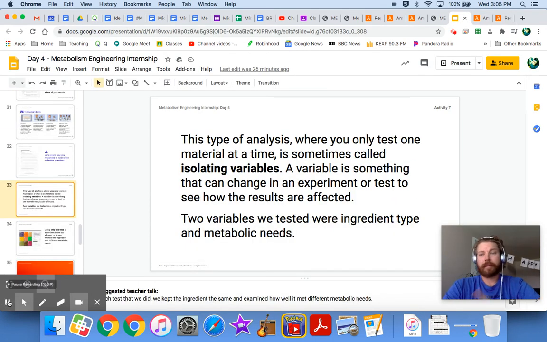Let's see what else. This is what I wanted to talk about. This type of analysis where you only test one material at a time is sometimes called isolating variables. This is very important in science. You always want to make sure that you're isolating your variables. A variable is something that can change in an experiment or test to see how the results are affected. The two variables we tested were ingredient type and metabolic needs. You always only really want to change one variable at a time, which is what we did with our ingredients. We only tested one ingredient at a time, didn't we?